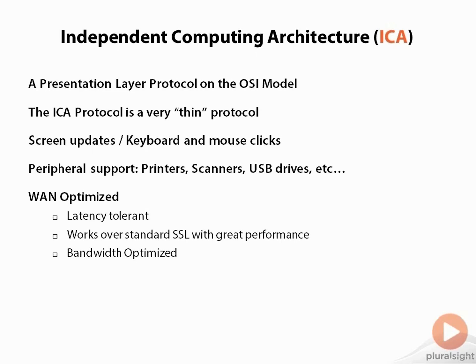And back then, latency was very high, with slow links, and the ICA protocol performed very well for a lot of applications. So it's WAN optimized, it's very latency tolerant, so it can tweak itself and adjust itself based on the latency that it detects on the actual connection link.